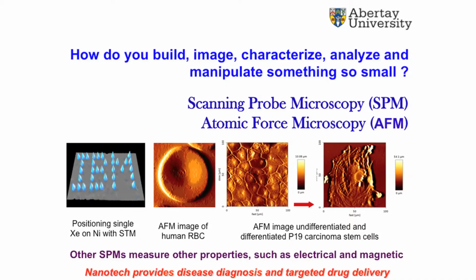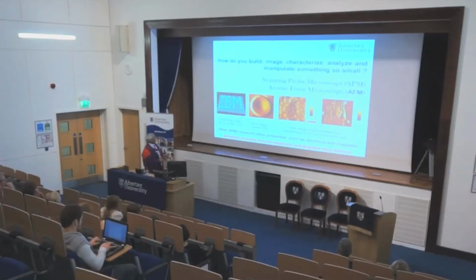How do you build? How do you image them? How do you characterize them? 1986, as I mentioned, this was discovered. Without this technique, atomic force microscopy or scanning probe microscopy, nanotechnology would not exist. And this is the first time they used xenon atoms. With each atom, they could put it in position to create this IBM.